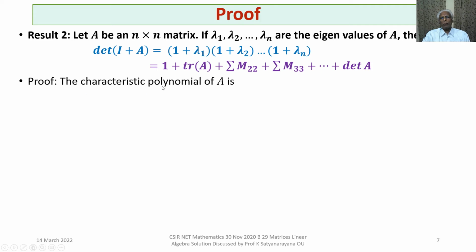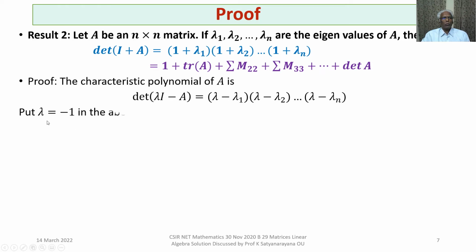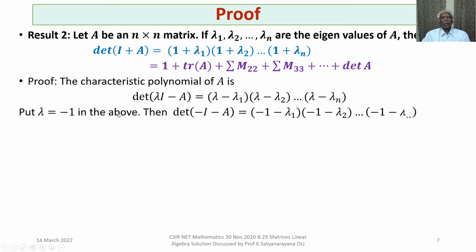We have the characteristic polynomial of the given n by n matrix A, which is the determinant of lambda I minus A, that is equal to (lambda minus lambda 1) multiplied by (lambda minus lambda 2) multiplied by ... (lambda minus lambda n). This is the characteristic polynomial after factorization. Now put lambda equal to minus 1. Why are we doing this? We want the determinant of I plus A.